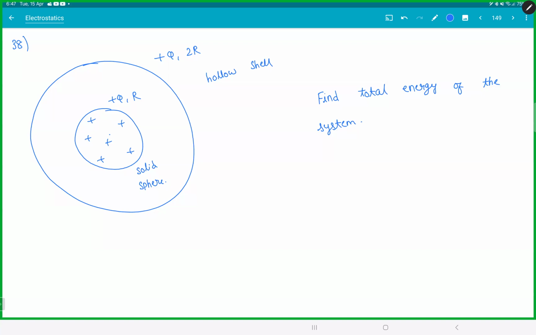Let's get this. So that gives you an idea, right? There are two self energies and one interaction energy. Think. I'll give you a minute more.